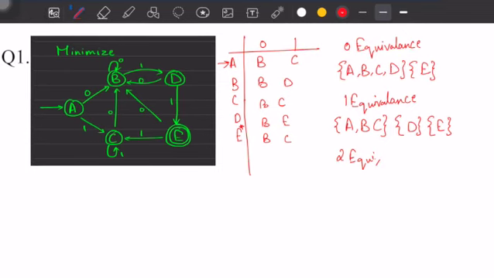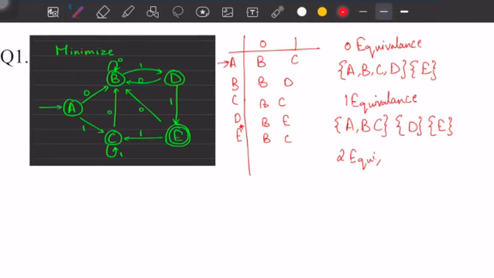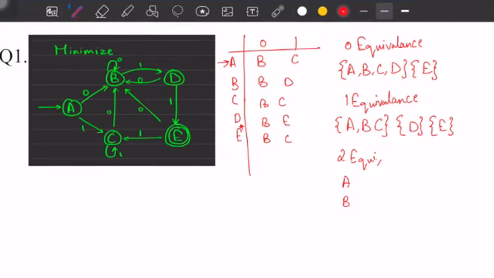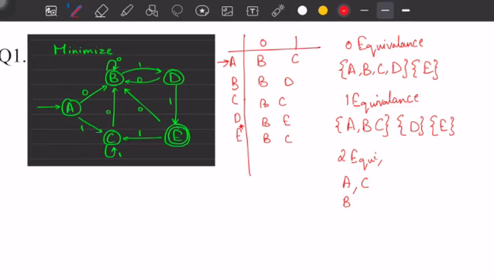A and B both go to A, but now in A and B we can see that B goes to D, so B cannot be kept in the same group as A, so A and B are kept separately. Now both A and C go to the same states for the same input, so A and C can be grouped together. D was anyway by itself and E was by itself.